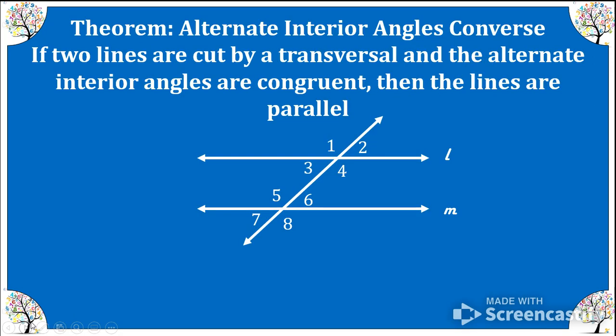Okay, so let's write the theorem, alternate interior angles converse. So our converse is the opposite of proving that angles are congruent. It is saying if two lines are cut by a transversal and we know the alternate interior angles are congruent, then the lines are parallel. So if they tell us 3 and 6, these are alternate interior, are congruent, then the alternate interior angles converse says line L and line M are indeed parallel.